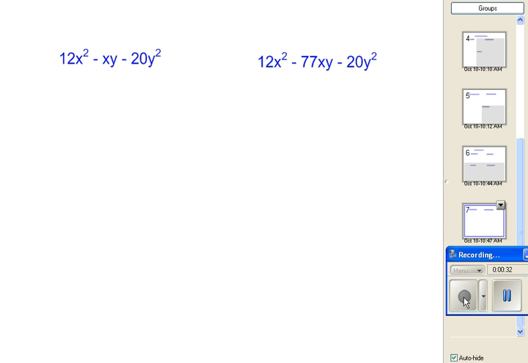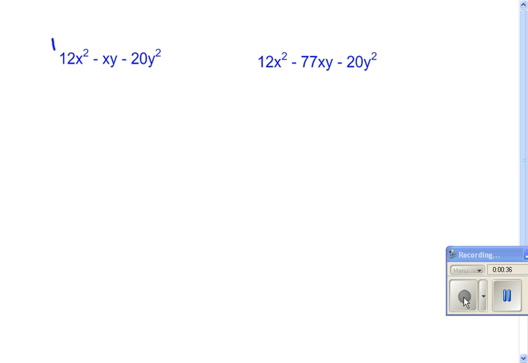If you look at 12x squared, you've got the factors of 1 and 12, 2 and 6, and 3 and 4. If you look at the factors of 20, you have 1 and 20, 2 and 10, and 4 and 5.